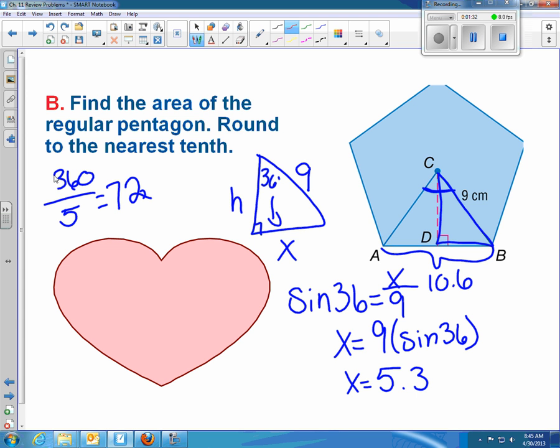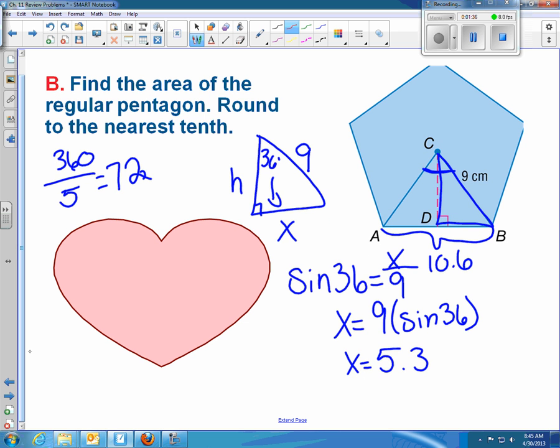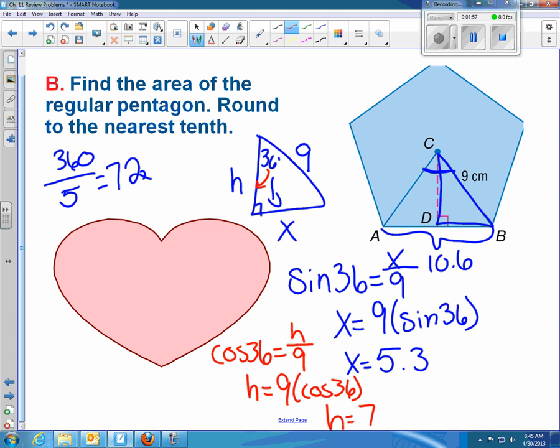Now we're going to go ahead and find our height. I like to do this by using cosine. And so cosine of 36 equals our adjacent over our hypotenuse. Again, the variable's in the top, so we're going to be doing some multiplication here. So we're going to take 9 times the cosine of 36, and therefore we have a height of 7.28, so we're going to round that to 7.3.